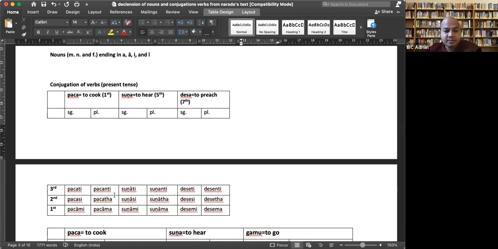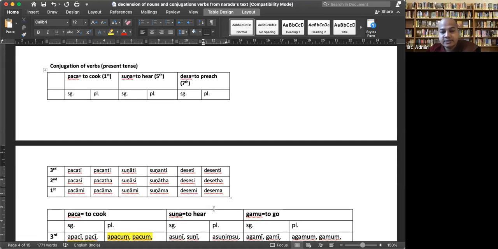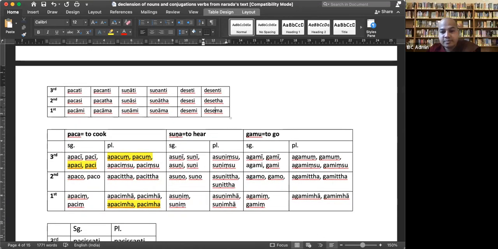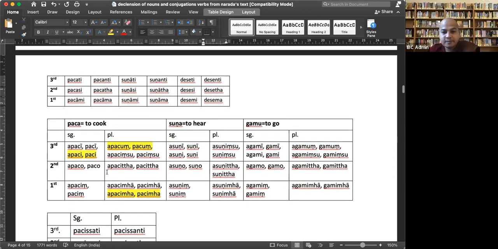Pachati, pachanti, pachasi, pachatha, pachami, pachama. Sunati, sunanti, sunasi, sunatha, sunami, sunama. Deseti, desenti, desesi, desetha, desemi, desema. Right? So that is present tense verb. And then we have studied past tense verb. And we have seen that past tense verb is a bit complex compared to present tense verb. Right? Here also again, you have three examples.